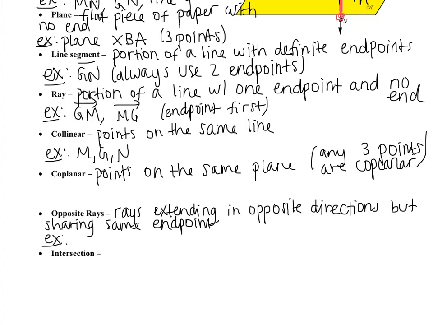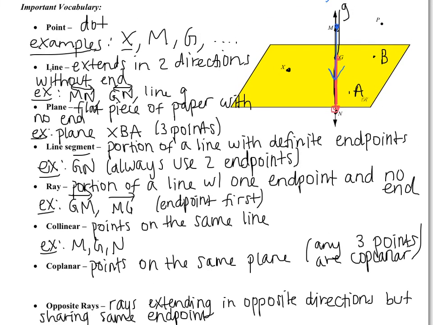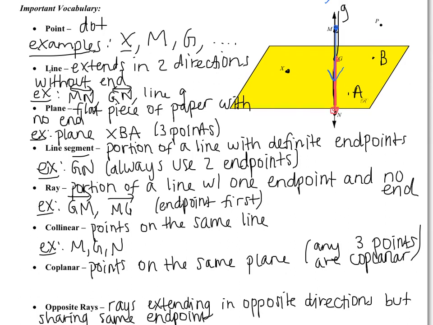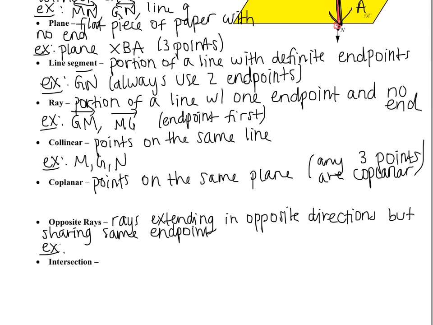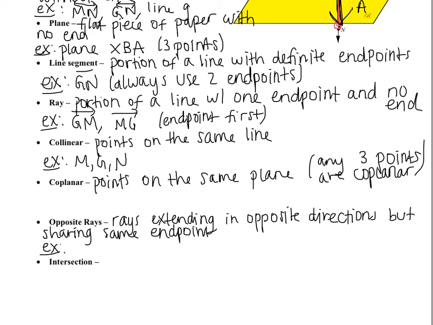Okay, so I'm going to move this back so that we're looking at our figure again. So one example of opposite rays, we need 2 of them, is this ray right here, starting at G, continuing towards N, and then the opposite ray starting at G and continuing towards M. So GN and GM. Remember that the order is very important. G is the endpoint for both, so we would write GM with a ray over the top, and GN with a ray over the top. G is the endpoint, so G comes first.